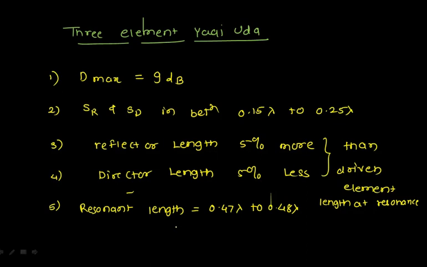So this is all about the 3 element Yagi-Uda. So what improvements in the basic Yagi-Uda are done? The improvements done in the Yagi-Uda we'll discuss. First improvement: the number of reflectors was increased. But if you add more reflectors, there is no such enhancement in your radiation. That's why you keep one reflector.